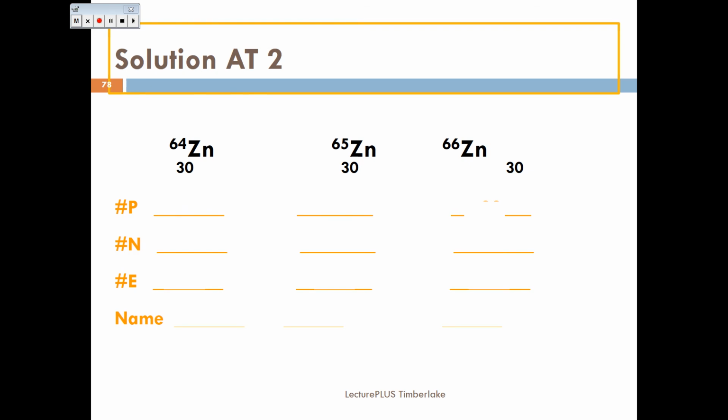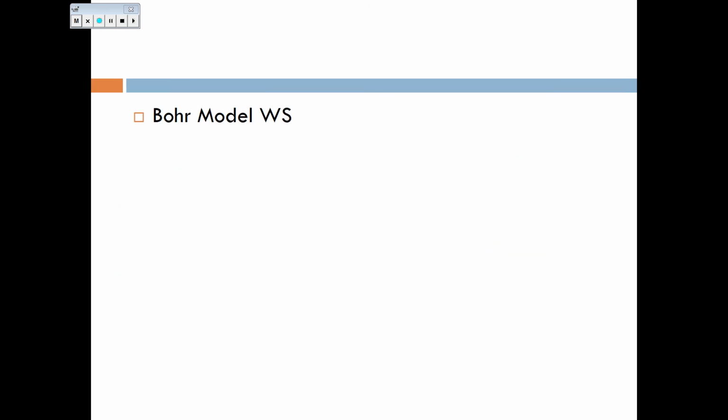All right, let's do one more. We'll do these quickly. Zinc, protons 30, neutrons 34, electrons 30. Name zinc-64. For the next isotope, 30 protons, 35 neutrons, 30 electrons, zinc-65.